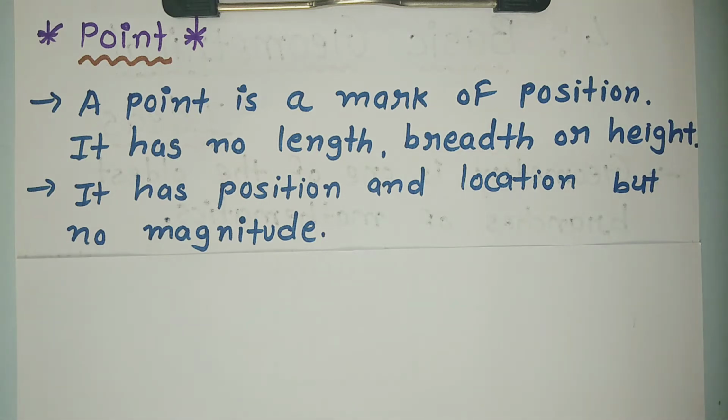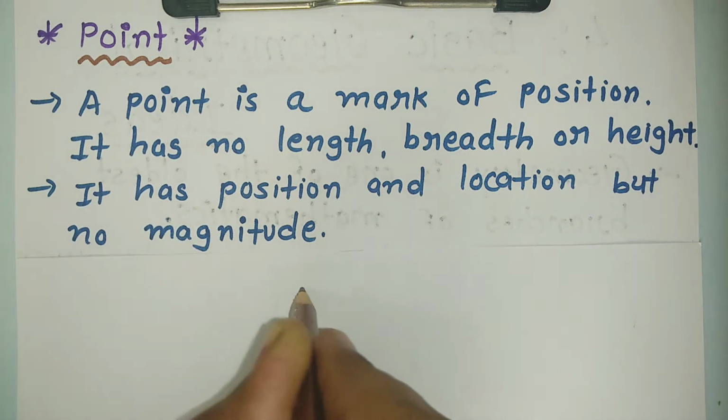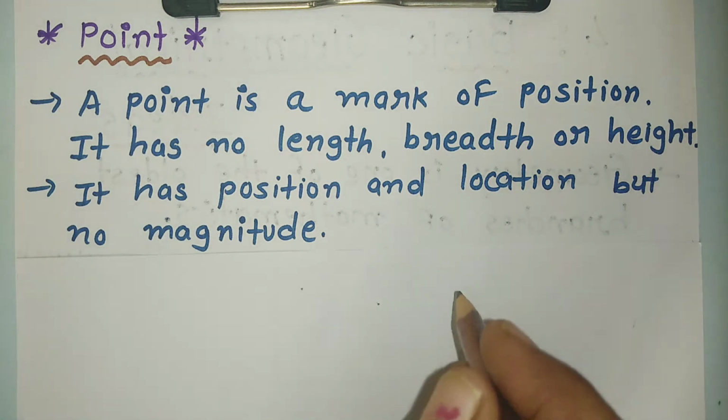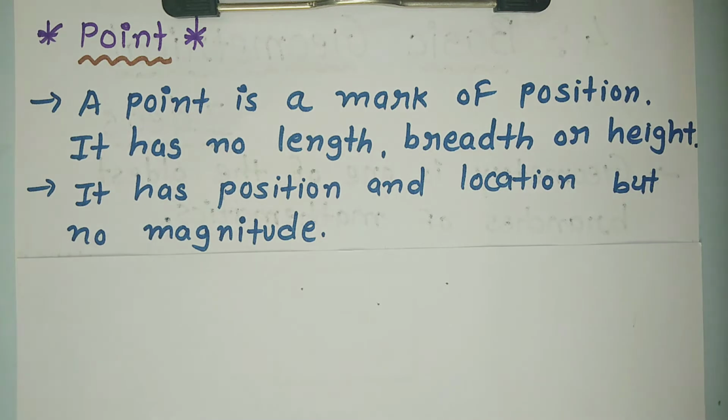A small dot made by a sharp pencil on a piece of paper, or a tiny prick made by a fine pin, are physical examples of a point. If I make a dot with a sharp pencil on a piece of paper, I am making it over here. Can you see this point? So these are points.